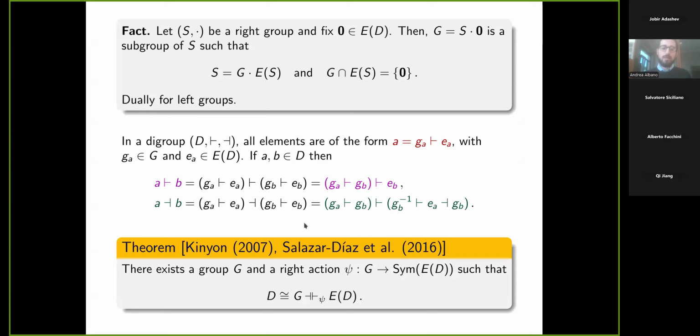In 2016. Indeed, it can be proven that any digroup is of this form, in the sense that any digroup is isomorphic to a semi-direct product, where the action psi is just right conjugation from the groupal component on the idempotent set.